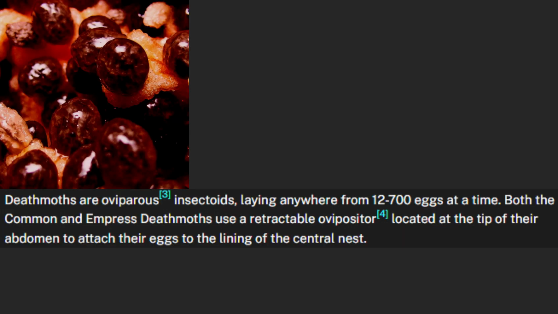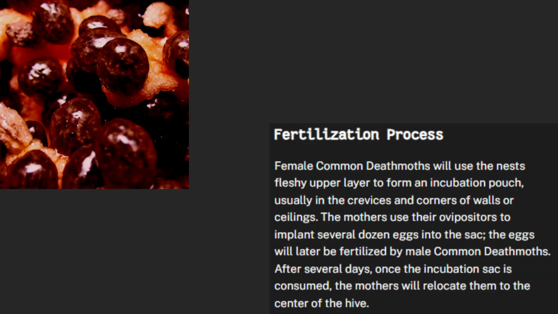Deathmoth eggs. Deathmoths are oviparous insectoids, laying anywhere from 12 to 700 eggs at a time. Both the common and Empress deathmoths use a retractable ovipositor located at the tip of their abdomen to attach their eggs to the lining of the central nest. Fertilization process. Female common deathmoths will use the nest's fleshy upper layer to form an incubation pouch, usually in the crevices and corners of walls or ceilings. The mothers use their ovipositors to implant several dozen eggs into the sac. The eggs will later be fertilized by male common deathmoths. After several days, once the incubation sac is consumed, the mothers will relocate them to the center of the hive.